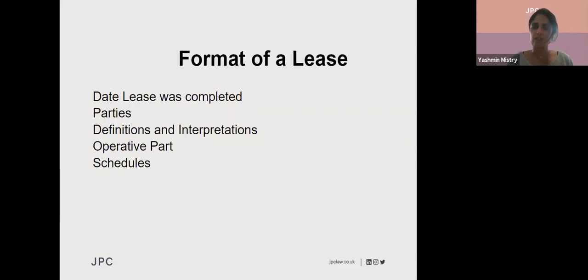And then some leases will have schedules, which will deal with defining the property, defining the reserved property, which is property retained by the landlord. It may then go into service charge schedules, and then you've got the rules and regulations, which is another schedule. Some leases have schedules, some don't, and where leases don't have schedules, those bits will be built into the main part of the lease. So don't worry, the lease is not defective if it doesn't have a schedule.